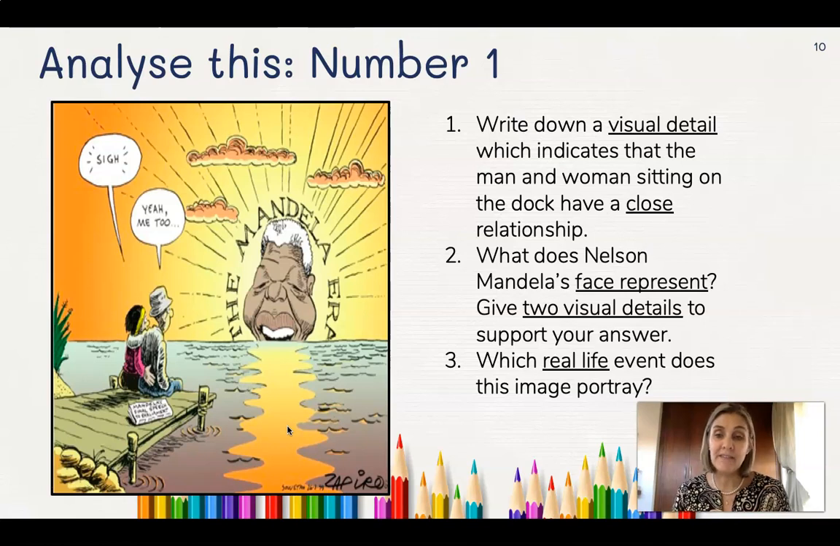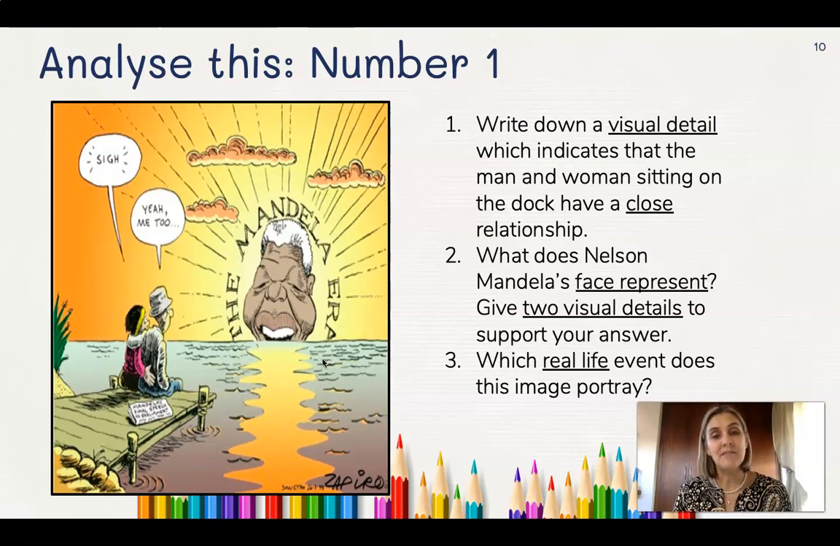And then which real life event does this image portray? Well, let's think about it. You got the newspaper article, which I told you about, Mandela's last speech. You've got the Mandela era. And if it's the sun, and when the sun sets, it normally casts a reflection across the water.